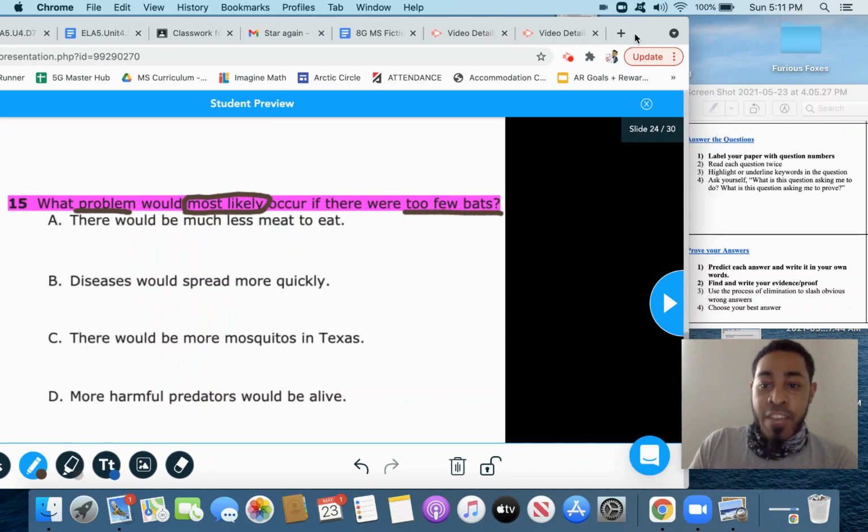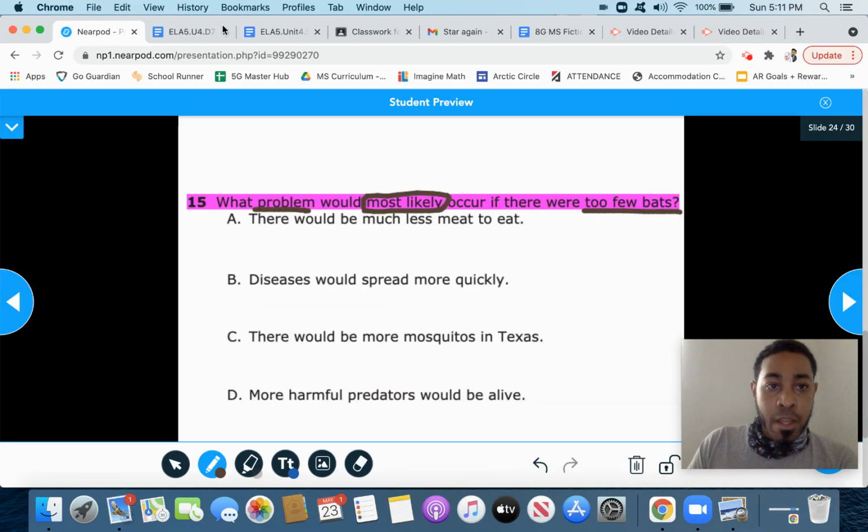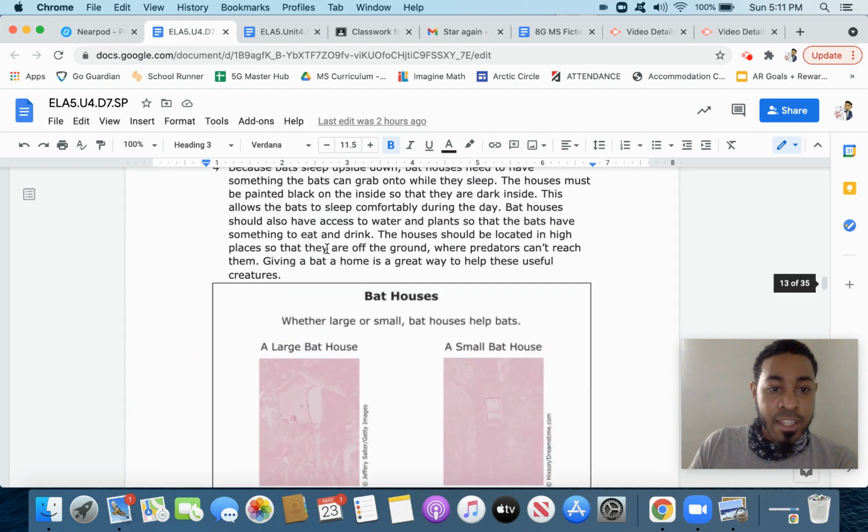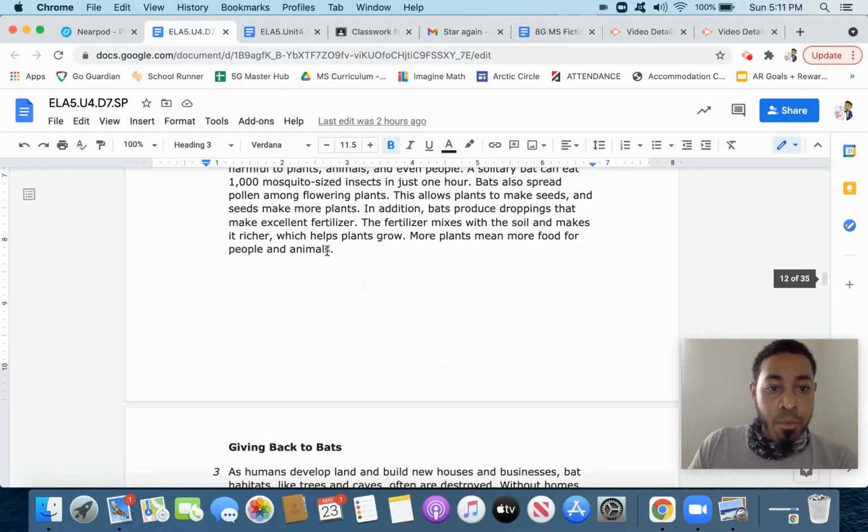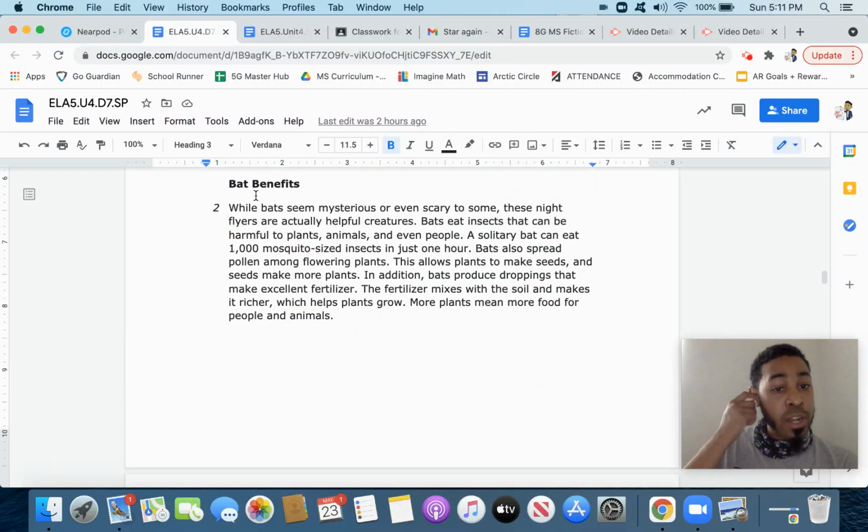Now I'm going to find evidence or proof for my answer. So I have to go back to the text where it says benefits, right? And I'm just skimming through the benefits, right? I see that they're helpful. They eat insects. They help plants. They help plants grow. They're fertilizer. Okay, so there's going to be less of these benefits.